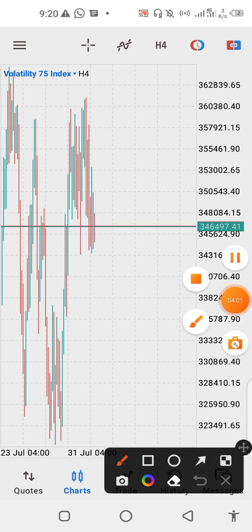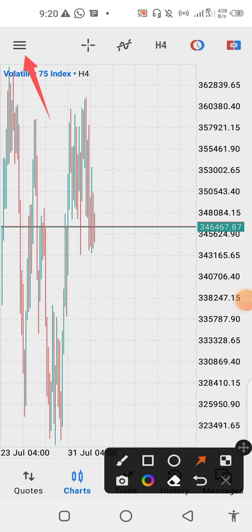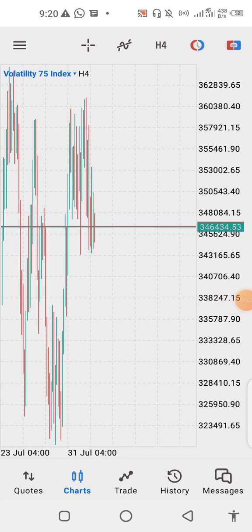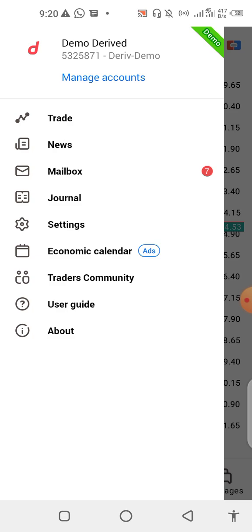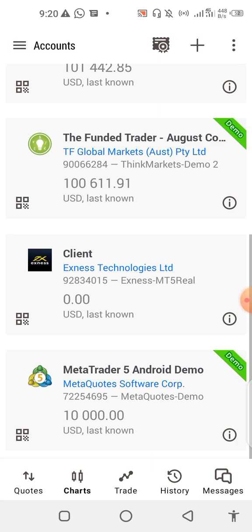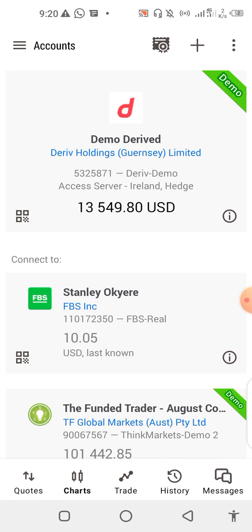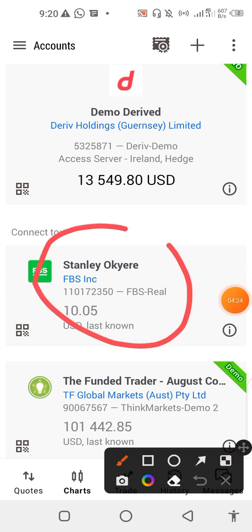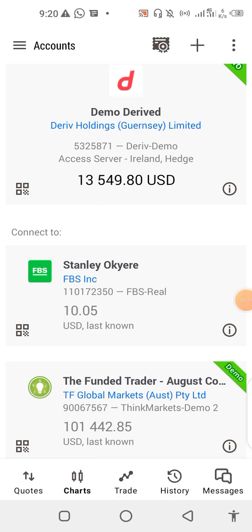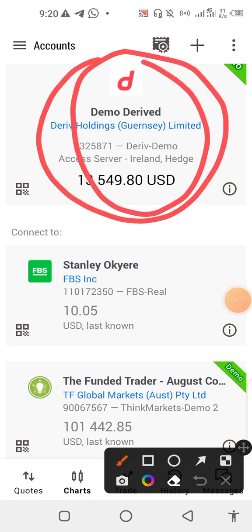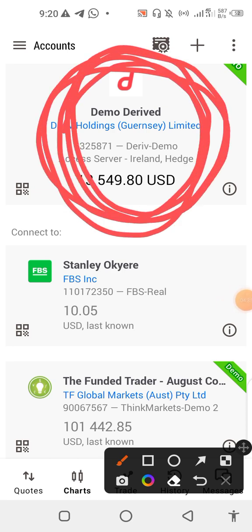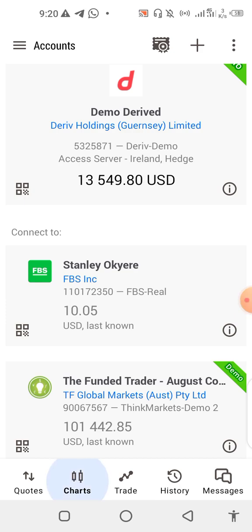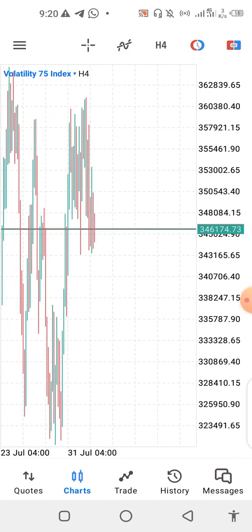And this is the menu button, right? So you click here to switch between accounts. When you click on manage accounts, you can see I have so many accounts here. I have an FBS. If I want to trade with this, I'll just click on it and then sign in. So always the account on top is what you are trading with. I'm trading with Deriv demo for now, right? Okay, so let's go back to our charts. Now let's set our strategy.